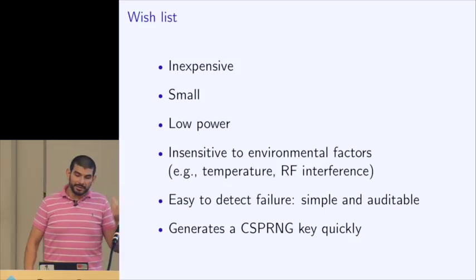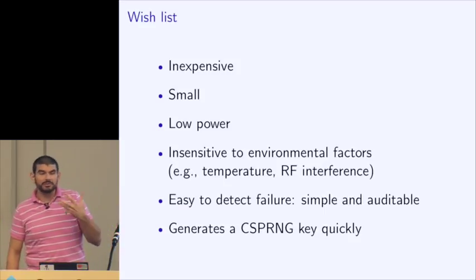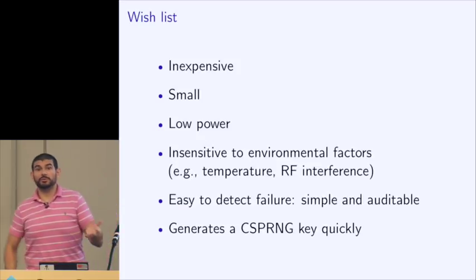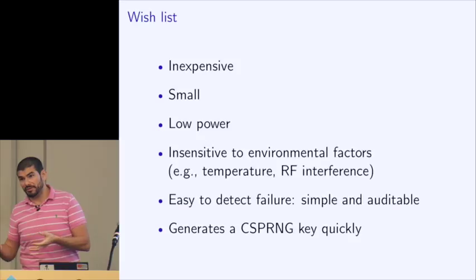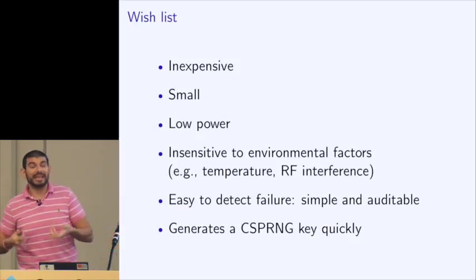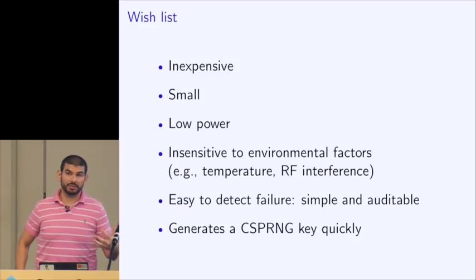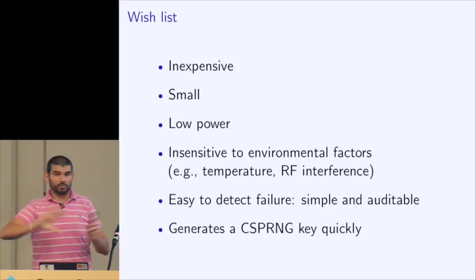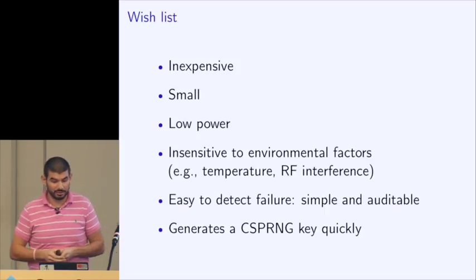So we want something that's insensitive to things like temperature, radio frequency interference, and this sort of thing. And look, all of our system security, as I've argued, is relying on this. So that means we need to be able to detect if it fails. So what we really want is a circuit that's pretty simple and that we can test constantly, we can audit it. And finally, we don't want to take too long to generate that secret key, because until we have the key, we can't generate any random numbers, and that means, for example, we can't make a TLS connection.